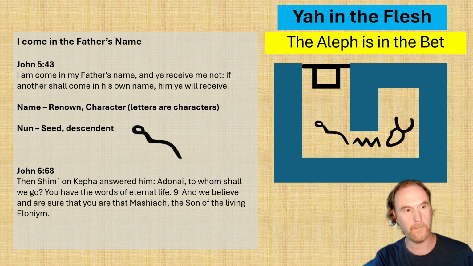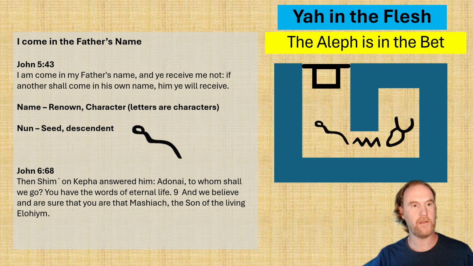In John 6:68, Peter, Kepha, he's asked the question, who do you say that I am? He says that you are the Mashiach, you are the Messiah, you are the Son of the living Elohim. He's the Nun, he's the seed, the offspring, that word made flesh.